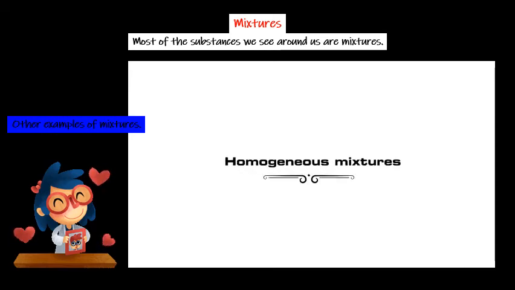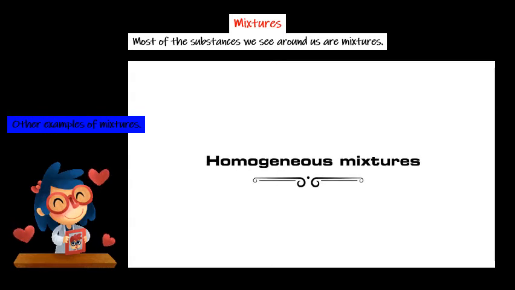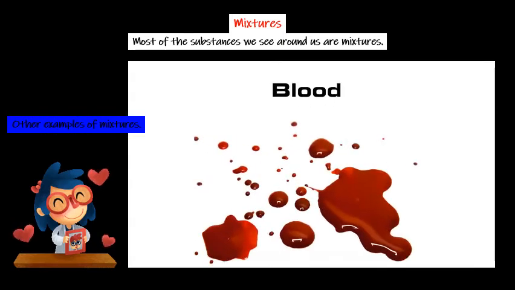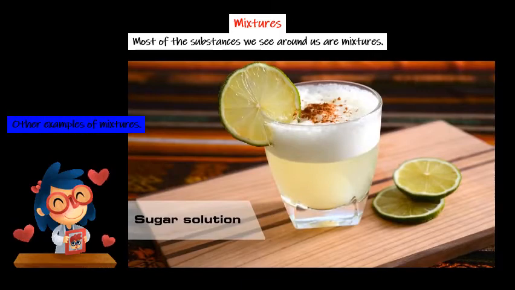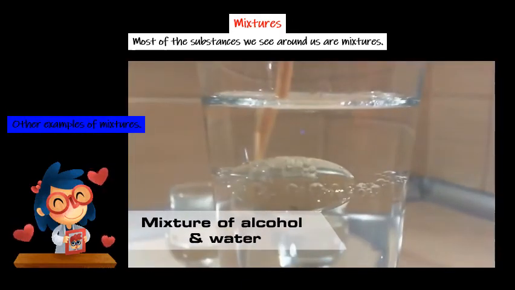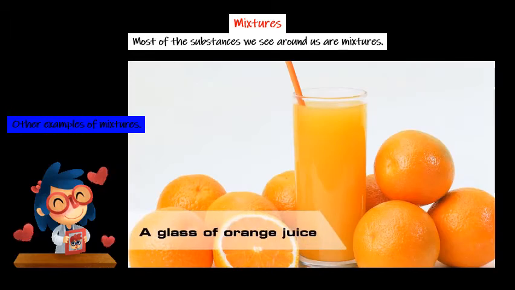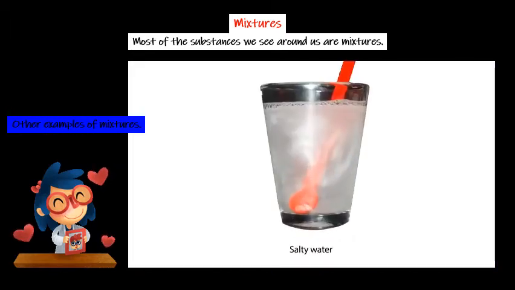Answer. Homogeneous mixtures are mixtures in which the constituents don't appear separately. 1. Blood. 2. A sugar solution when the sugar is completely dissolved. 3. A mixture of alcohol and water. 4. A glass of orange juice. 5. Salty water, where the salt is completely dissolved.